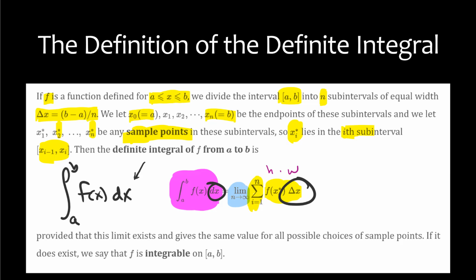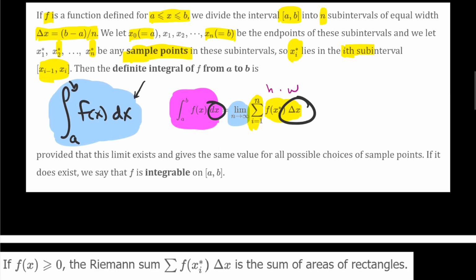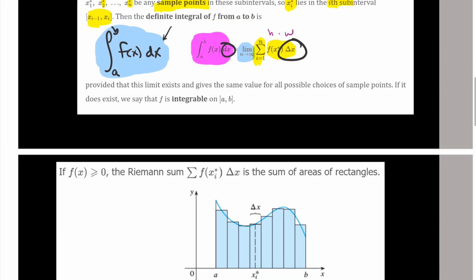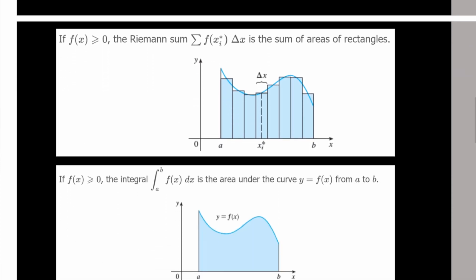Okay, keep going. We'll say provided the limit exists and gives the same values for all possible choices of sample points. If it does exist, we say that f is integrable on a to b. All right, keep going. We'll see this again. This is our new friend. This is our buddy. This is what we're messing with. No more sums. We start doing the integration. Now we're into Calc 2. Now we're talking about the integral calculus. So let's see the difference between the two.